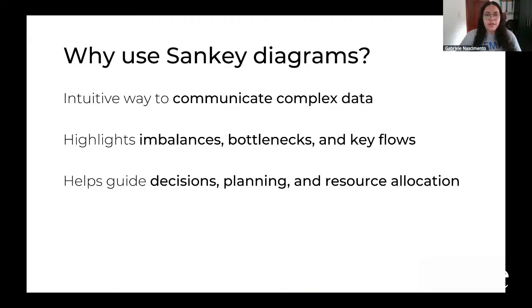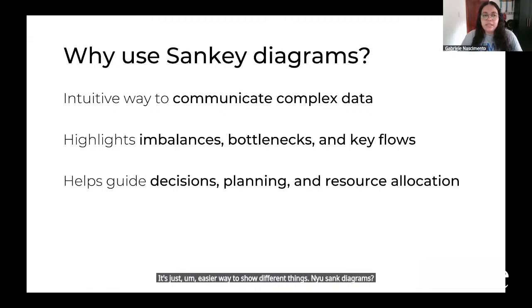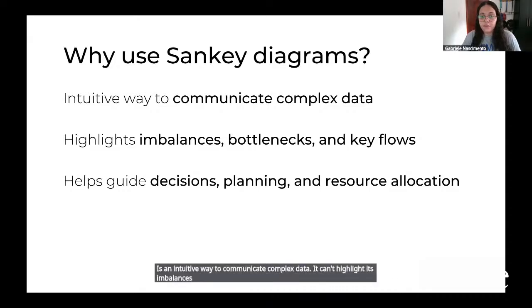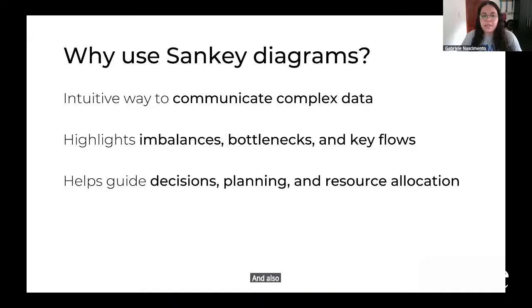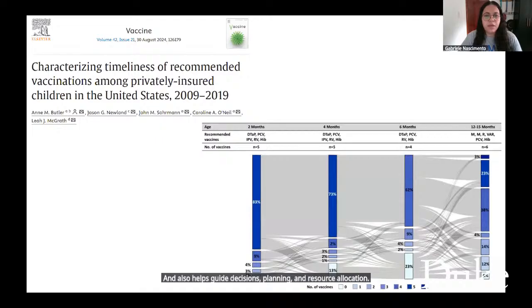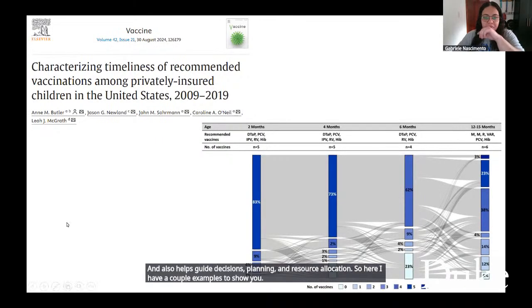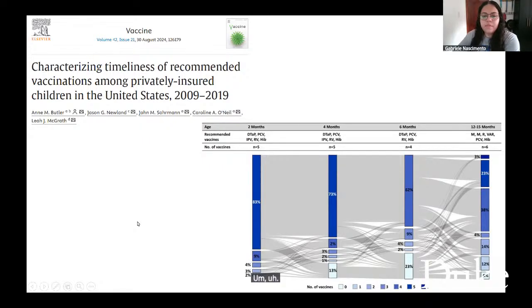And why use Sankey diagrams? It's an intuitive way to communicate complex data. It can highlight imbalances, bottlenecks, and key flows, and also helps guide decisions, planning and resource allocation. So here I have a couple of examples to show you how it can be used.